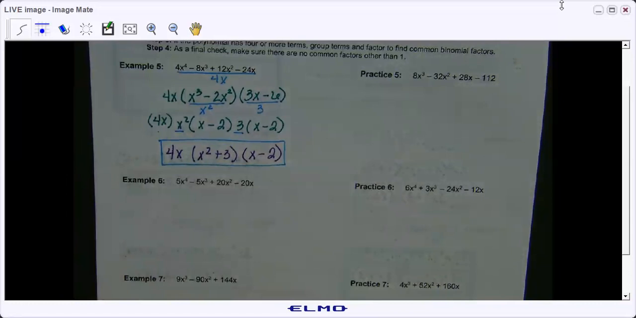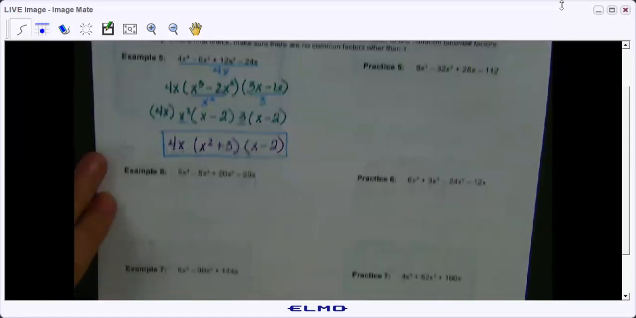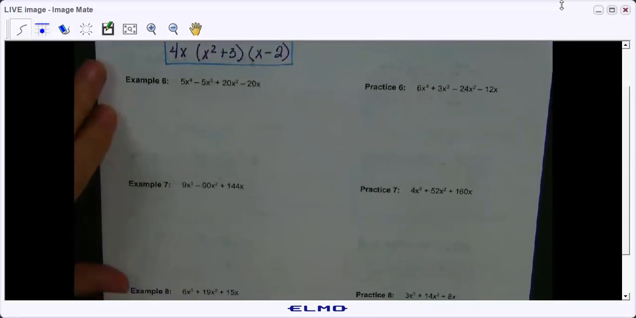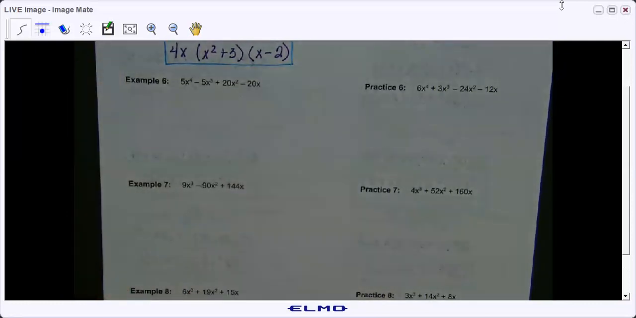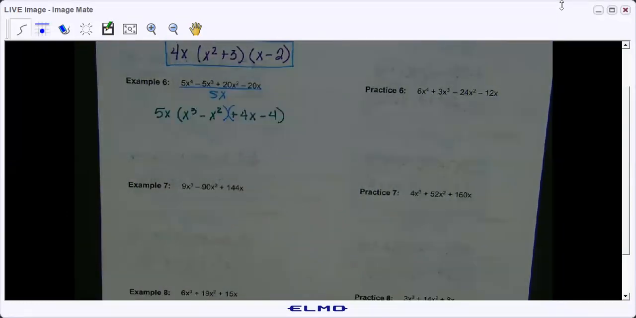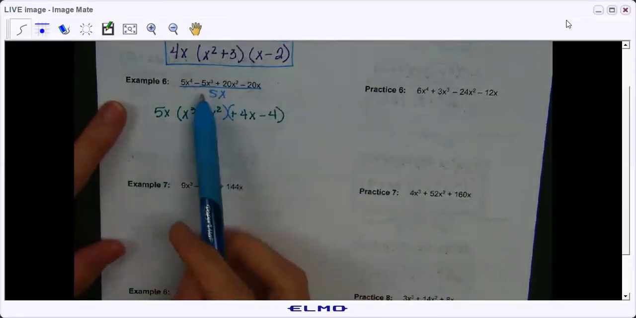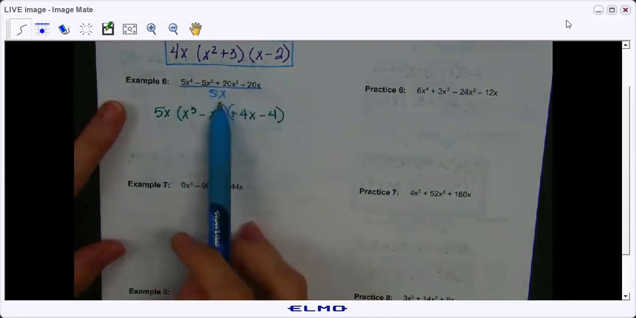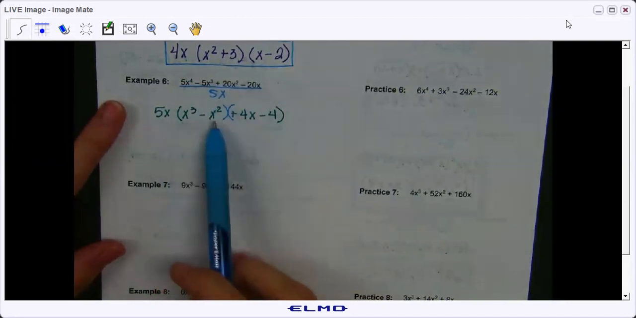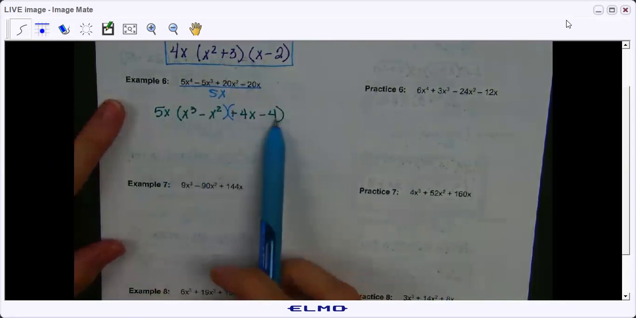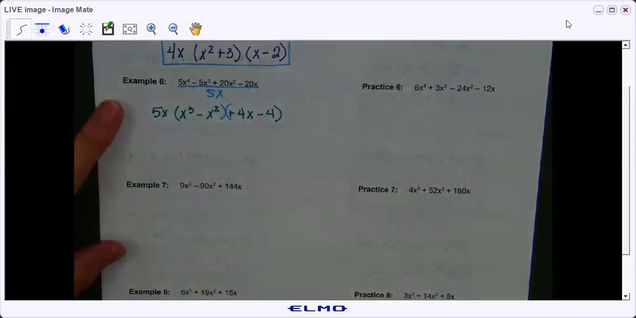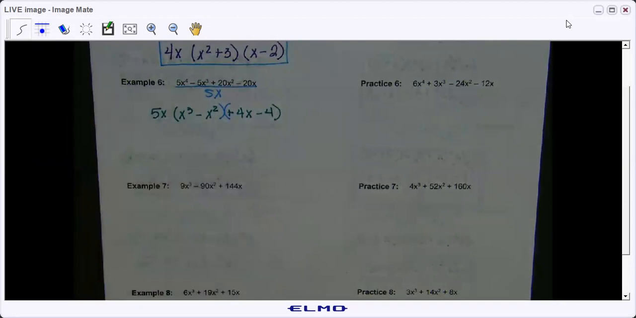Okay, let's go and do example 6. What I would like for you to do for example 6 is to factor out your greatest common factor and then group them, and then we'll pick up from there. Okay, so for example 6, my greatest common factor was 5x, and then I divided the entire polynomial by 5x, and I got x cubed minus x squared plus 4x minus 4, and then I grouped them. Okay, so that was about my first 2 to 3 steps there.